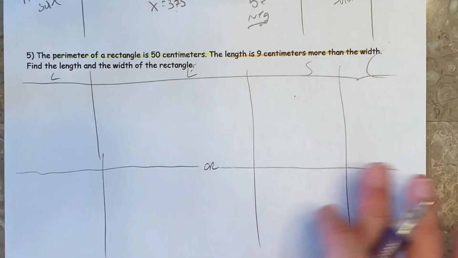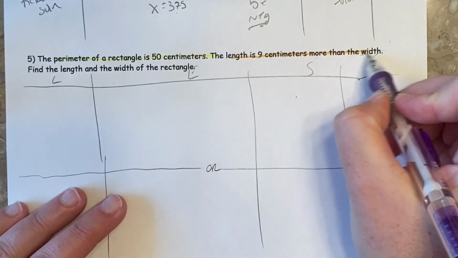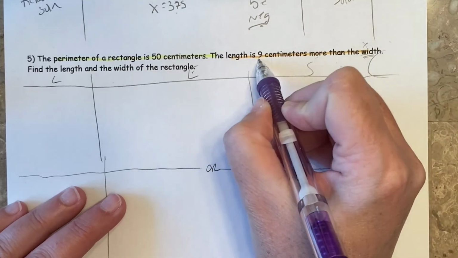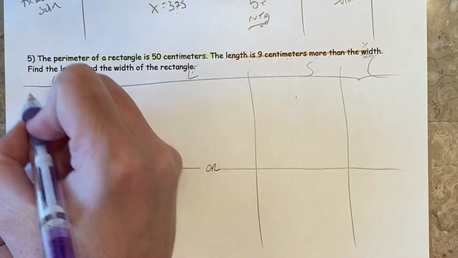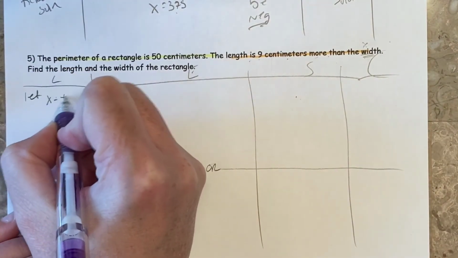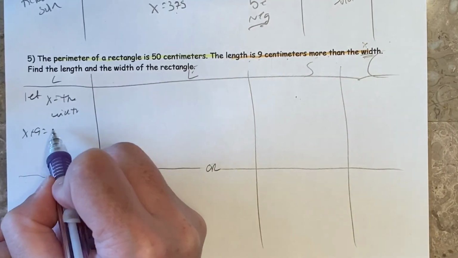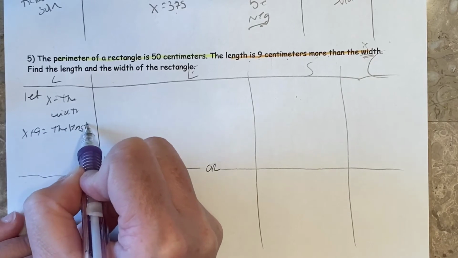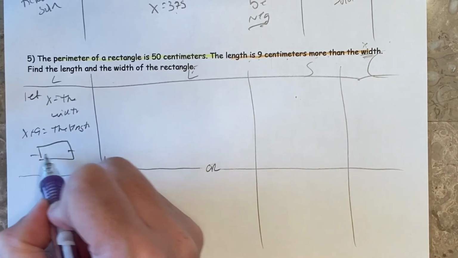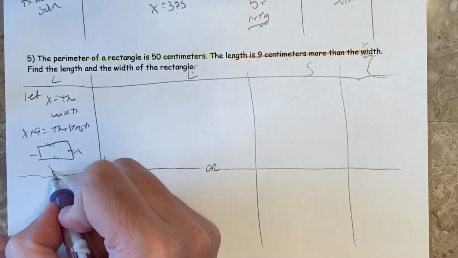Okay, so first let's do it with one variable. This comes last in the sentence, so this gets your x. 9 centimeters more for the length, so it's x plus 9. So let x equal the width, and then x plus 9 equals the length. So we have that rectangle. You have your x for your width and x plus 9.